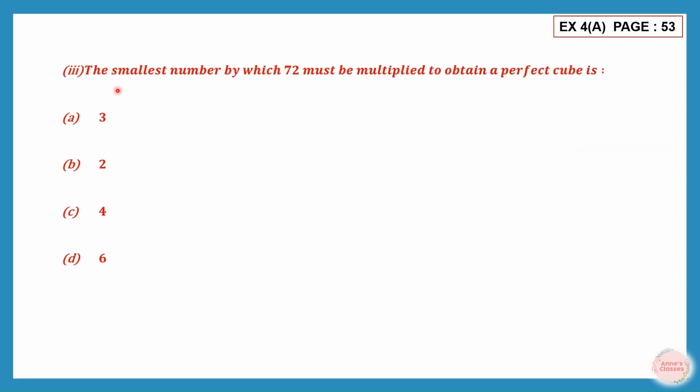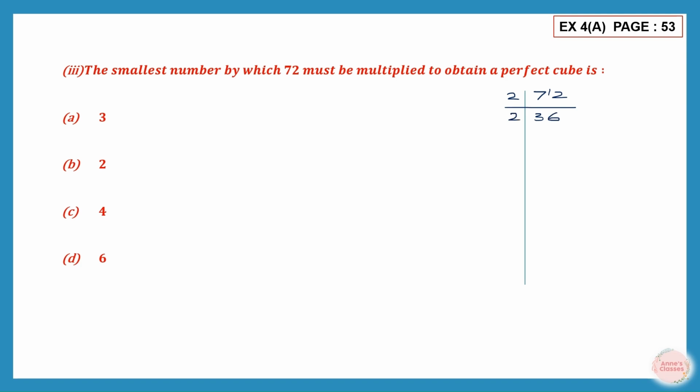Question 3. The smallest number by which 72 must be multiplied to obtain a perfect cube is which of these numbers? So we have to find all the prime factors of 72 first. So let's do that. Let's begin with 2 itself. So this will be 2 3s are 6. This one left. 12. 2 6s are 12.